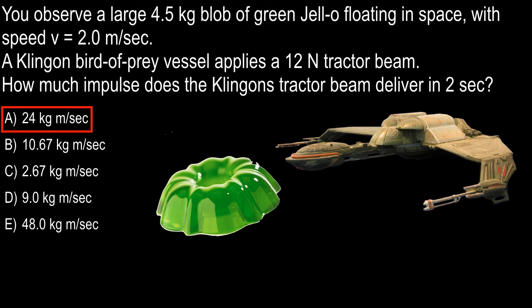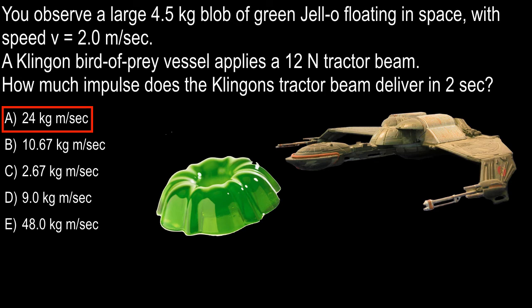Okay, the answer here is 24 kilogram meters per second. It's just F times delta T. The force is 12 newtons, the interaction time is 2 seconds, so 24, and the unit of measurement is kilogram meter per second.